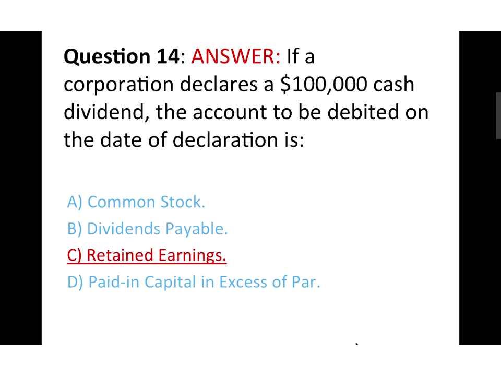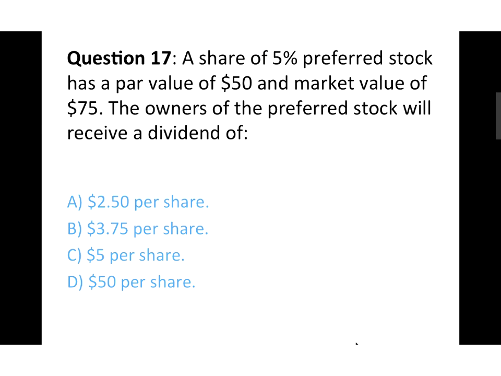When we declare a dividend, we're going to debit retained earnings and we're going to credit dividends payable. When we declare a dividend, it becomes a legal liability, so we're recognizing the liability. That's where the credit comes from. The debit is retained earnings. There are two entries you need to know with respect to dividends. The first is declaring the dividend, and the second is paying a dividend. Okay, and then we have one more question for today.